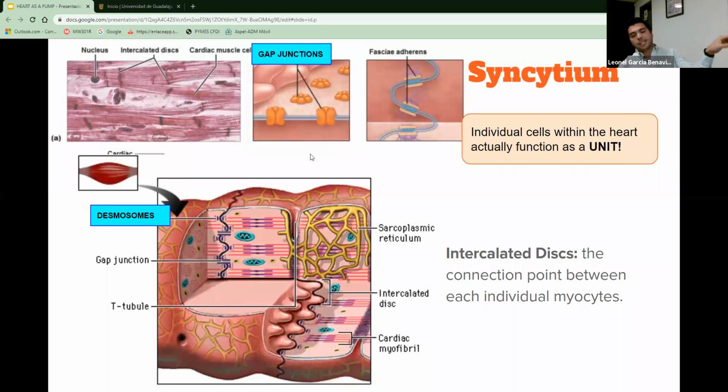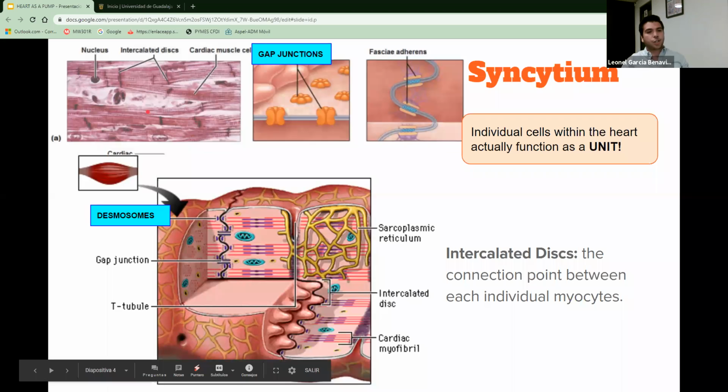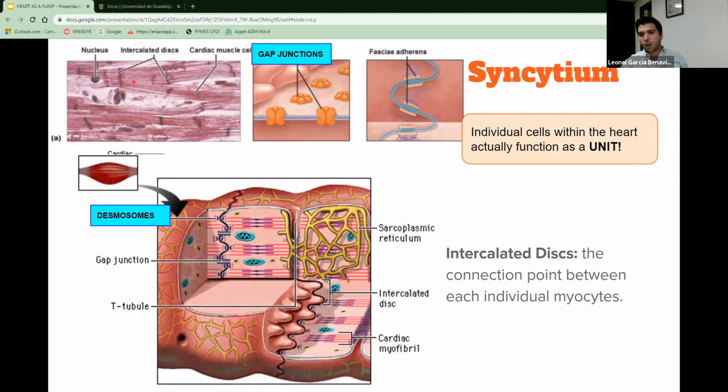How does this action potential travel? It's thanks to the intercalated discs. These intercalated discs are the membranes of the cardiac muscle cells joined together, stuck against one another. So the action potential travels from one cell to the other, causing the contraction to occur as a whole. So that's the difference.